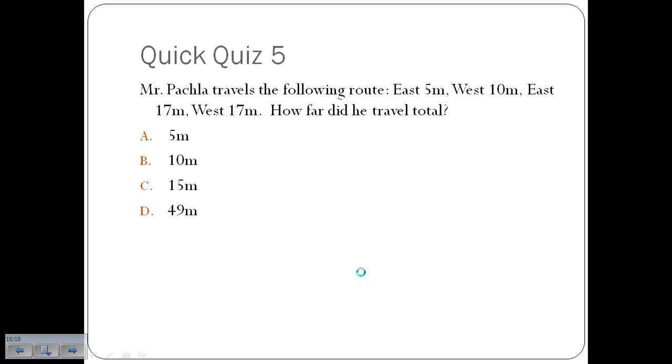And welcome back. You should have seen I'm looking at how far did I travel total, not where did I end up compared to where I started. So you're simply adding these together. 5 plus 10 plus 17 plus 17 gets us 49.